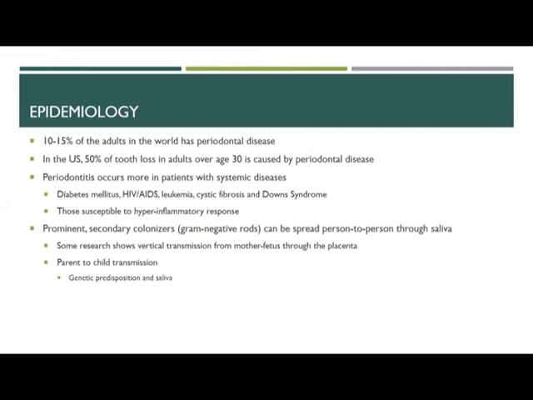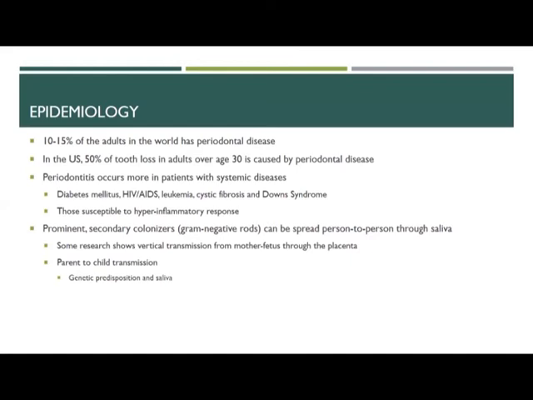Prominent secondary colonizers, those gram-negative rods, can spread person to person through saliva. Periodontal disease, gingivitis, and periodontitis aren't really known to be communicable diseases, but more and more research is showing that it's becoming one. As dental hygiene becomes secondary to health, taking care of your teeth frequently, going to the dentist every 6 months, and taking care of your cavities and your mouth is becoming less and less important in human health to patients. Having this bacteria be able to spread person to person through saliva is really important and really shocking.